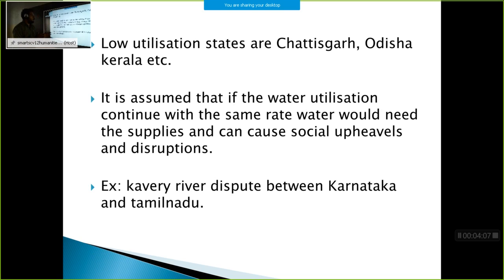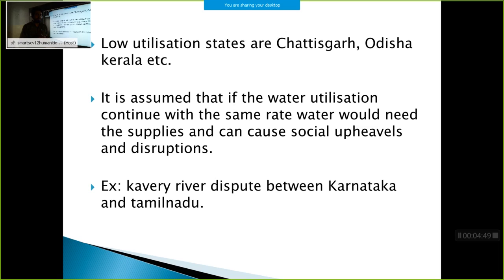It is assumed that if water utilization continues at the same rate, water supplies would run short and can cause social upheavals and disruptions. You know the availability of fresh water, right? We have seen 2 world wars, and people say, it is just a saying, an assumption, that if a 3rd World War happens, we pray to God that it won't, it would be because of water scarcity. People will fight for water. Sometimes that situation can come.